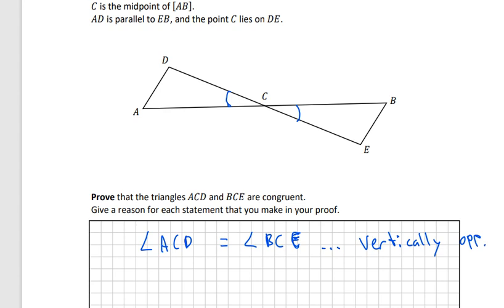And now it tells us that C is the midpoint of AB, therefore the distance from there to there has to be the same as there to there because it's the midpoint. So we know that the line segment AC is the same as the line segment BC because C is midpoint.